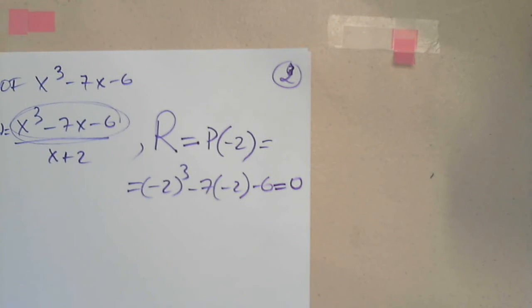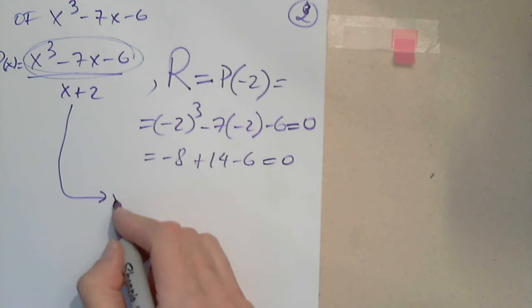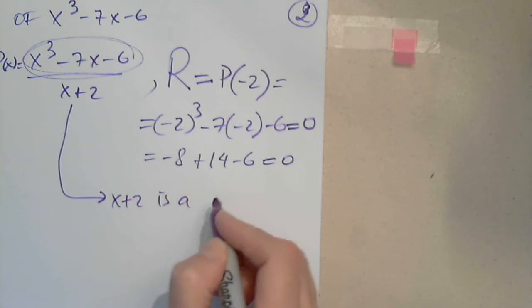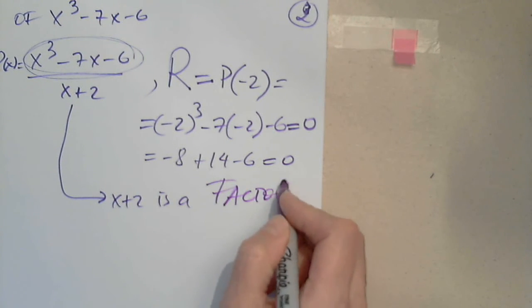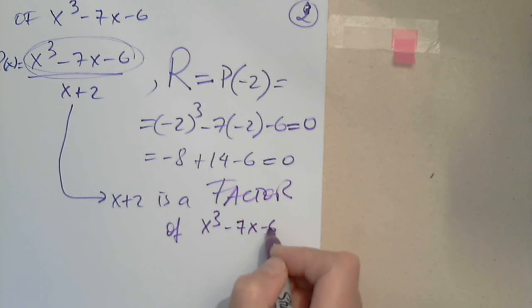So let's check. Negative 2 to the third is negative 8. This is positive 14 and minus 6. Negative 8 and positive 14 is 6, and minus 6 is 0. Therefore, the same thing we can write again. Therefore, x plus 2 is a factor of x cubed minus 7x minus 6.